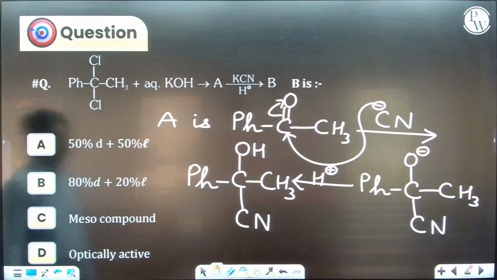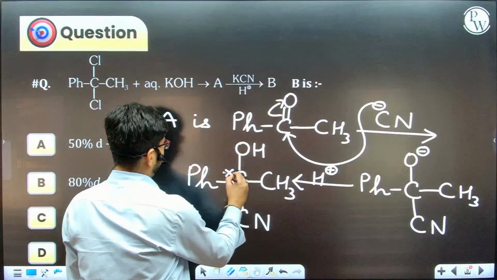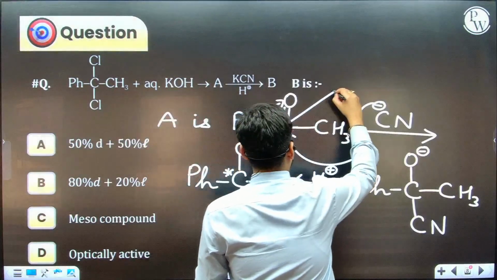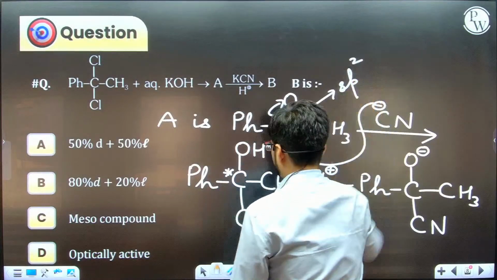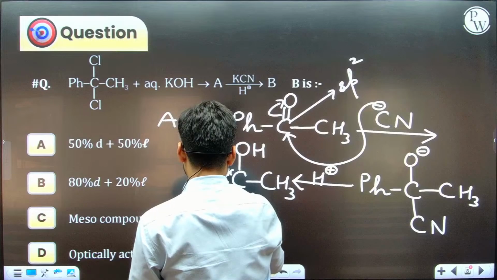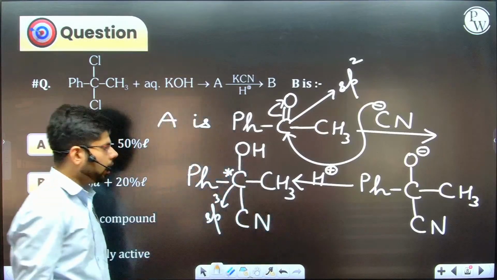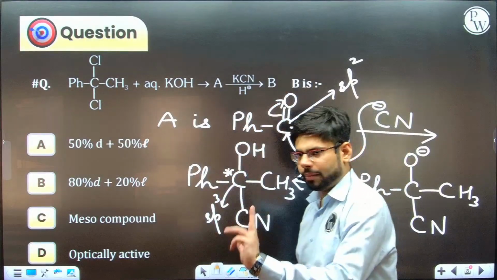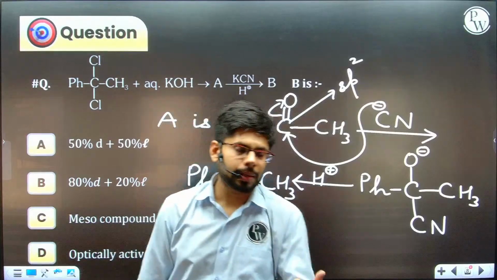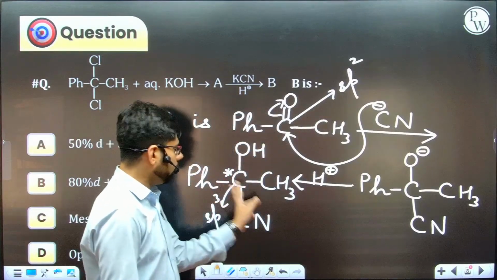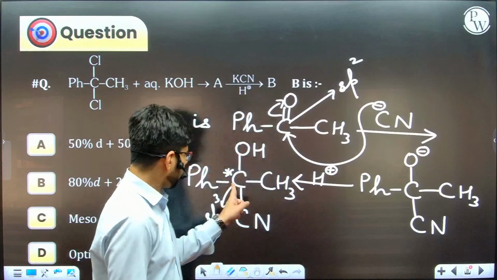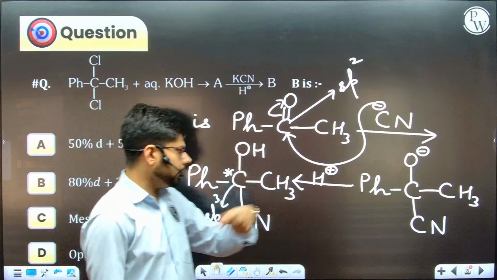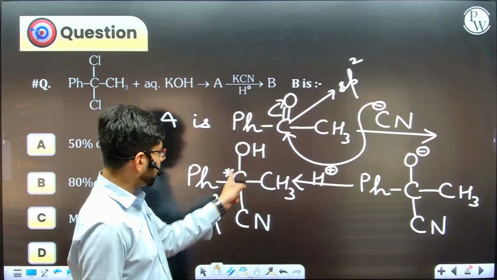Now, if you look at this carbon, this is a chiral carbon. Initially, this carbon was not chiral because it was sp2. Now it is sp3, and it is also chiral because there are 4 different groups attached to it. So initially there was no chiral carbon, but afterwards that same carbon has become a chiral carbon. This means that there are 2 possibilities. We will get 2 products. One product will be the compound in which this carbon has R configuration, and the other product will be the compound in which this carbon has an S configuration.